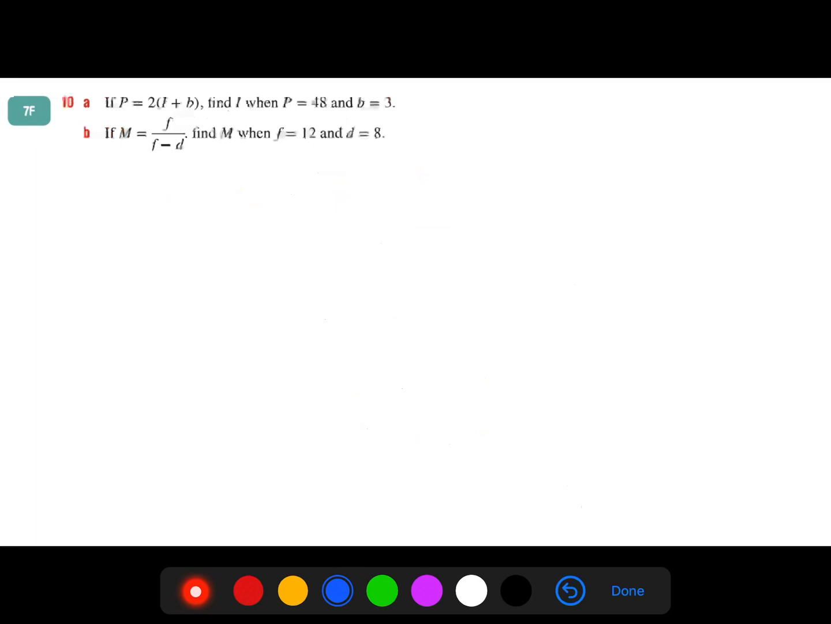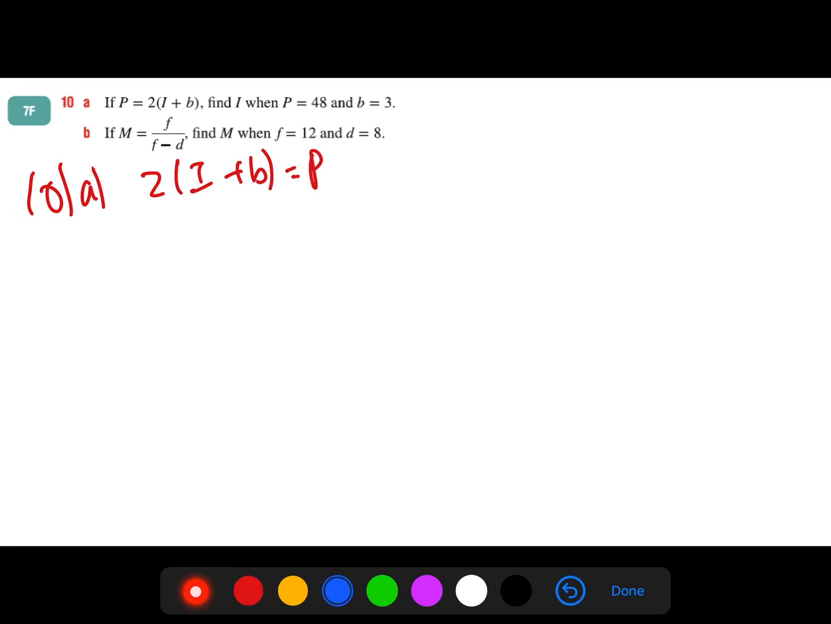Now, 7F is on substituting numbers into a formula. So 10A, I won't rewrite the question. So for 10A, it will be: if P is equal to 2 times I plus B in brackets, find I when P is 48 and B is equal to 3. First step is to substitute the numbers.